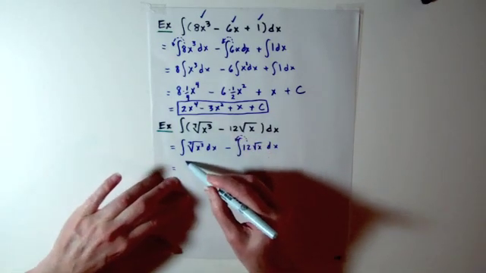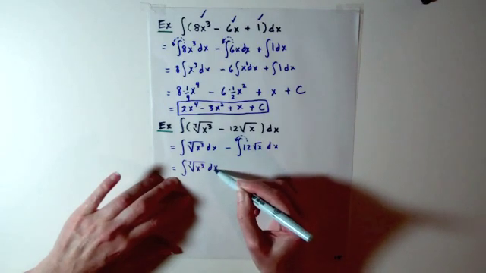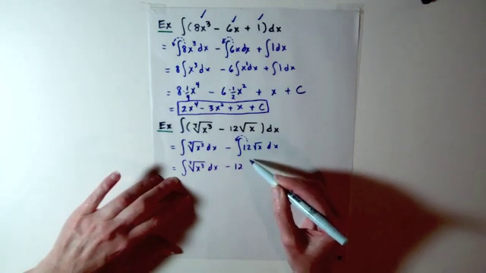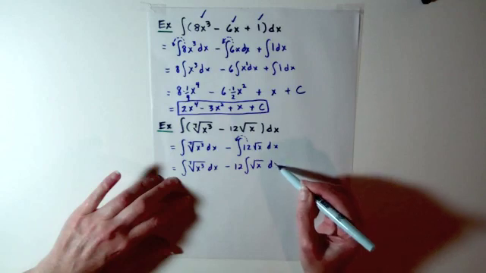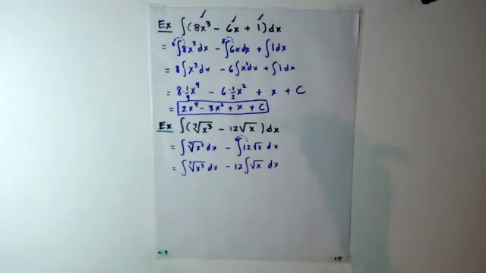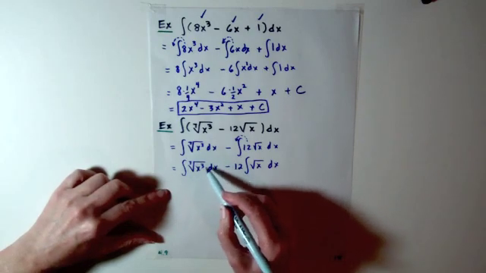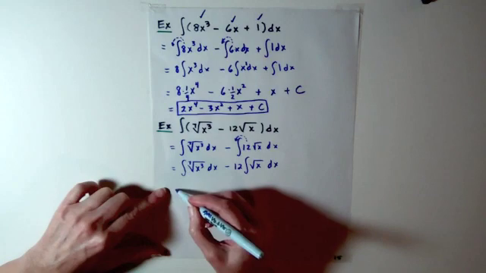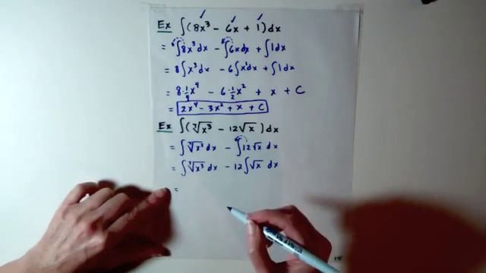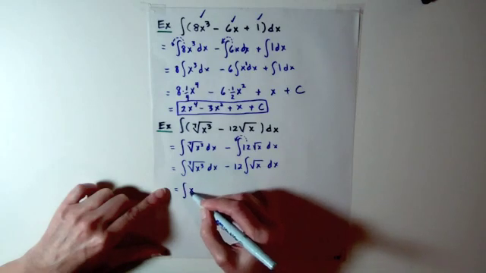Let me do that. So this would be the integral of the 7th root of x cubed minus 12 times the integral of root x. And you may have done things in a slightly different order than I'm doing them, and that's okay. But now I have to ask myself, how am I going to integrate the 7th root of x cubed? Really the only thing we know how to integrate are powers of x. Can I write that as a power of x?